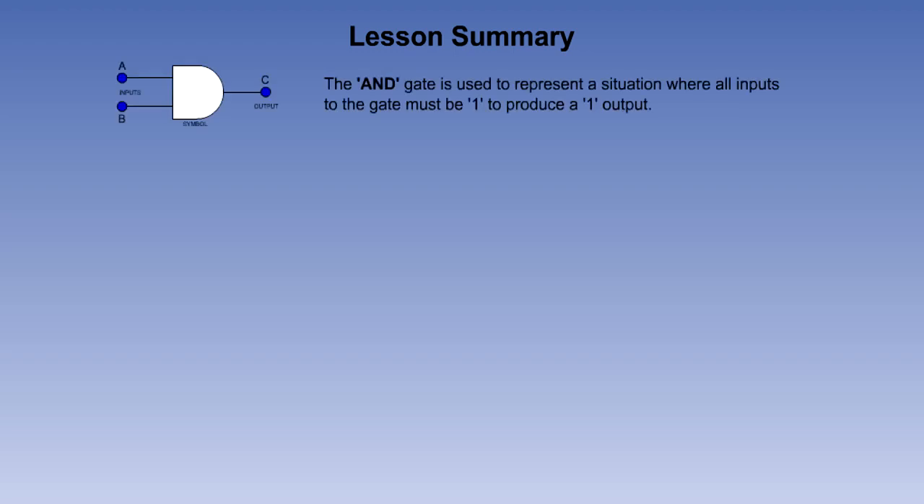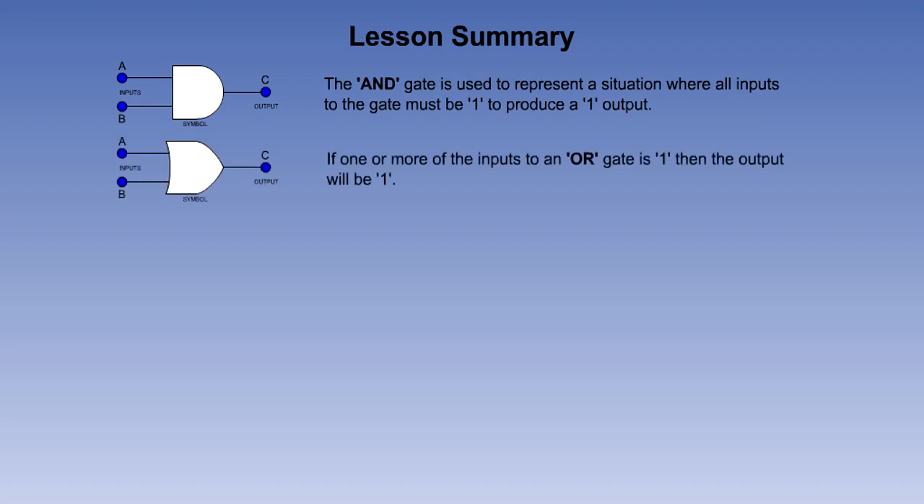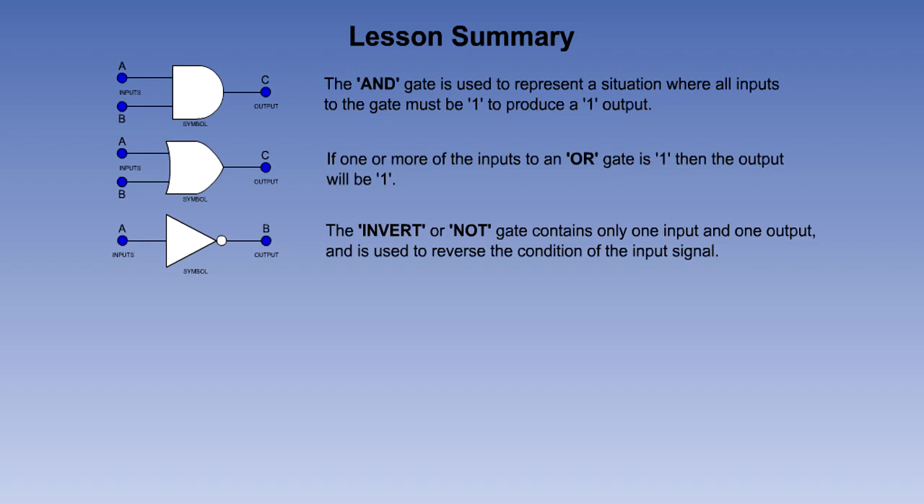Here is a summary of the main points from the lesson. The AND gate is used to represent a situation where all inputs to the gate must be 1 to produce a 1 output. If any input is a 0, the output will be 0. If one or more of the inputs to an OR gate is 1, then the output will be 1. The OR gate will only give a 0 output if all of its inputs are 0. The invert or NOT gate contains only one input and one output and is used to reverse the condition of the input signal.